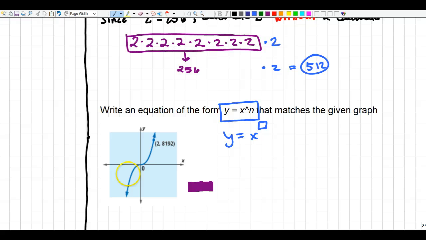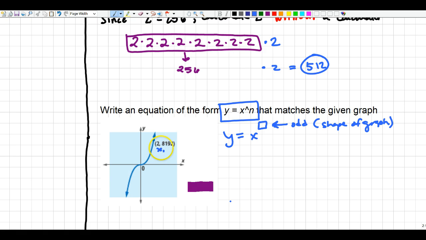Based on the shape of the graph, I can see that it is not a parabola or parabolic shaped graph. So I know that that power must be odd. And again, that's because of the shape of the graph. So the shape tells you one piece of information that is useful. I know it's going to be x to something odd. Then the other piece of information they give me is a coordinate.